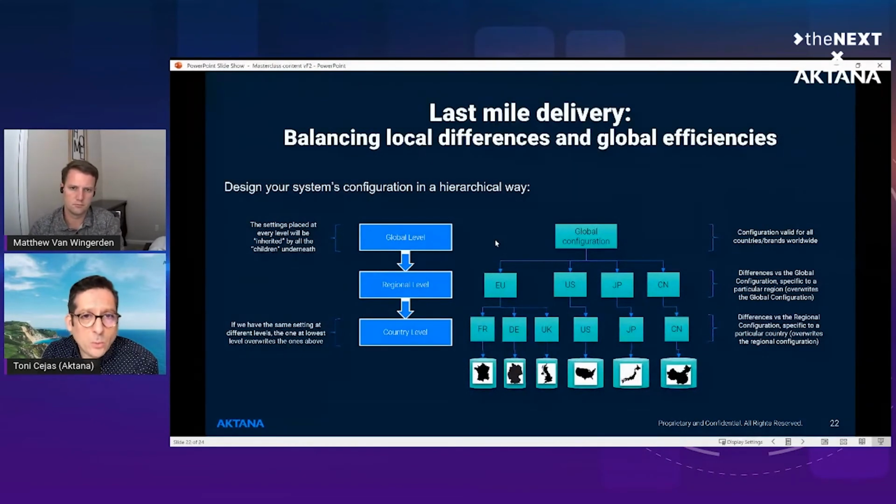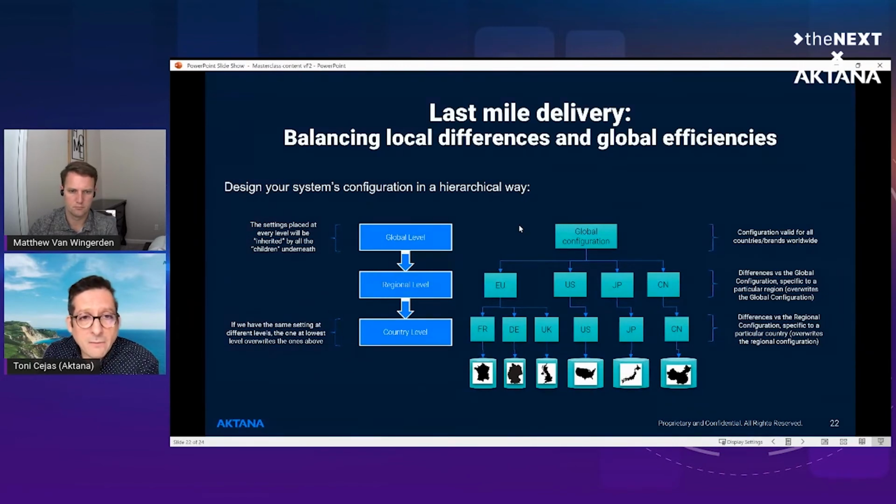So then the key question is, how can we cope with local differences and global efficiencies at the same time, right? Our recommendation is to design your system's configuration in a hierarchical way with different layers of settings. In this example, we are recommending 3 levels, but we could add one more for brands. I will discuss it at the end of the slides.